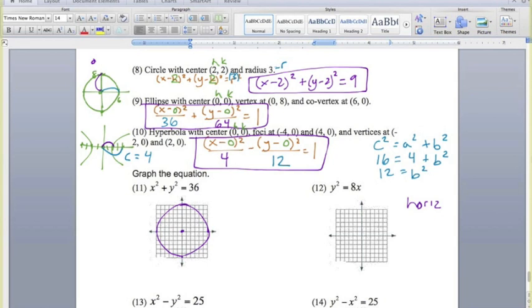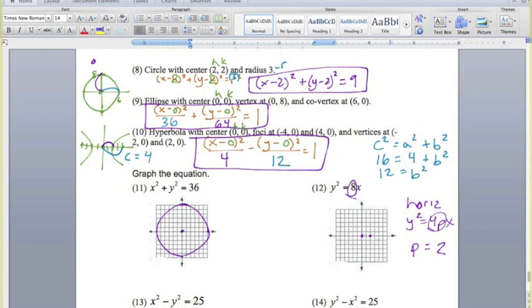Where's the vertex going to be? 0, 0, because there's nothing being added directly to the x and the y. So there's no h and k. So our vertex is at 0. And the standard form then would be y squared is equal to 4px. So what does that mean our p-value has to be here? 2. If that 4p is supposed to be equal to the 8, that means our p-value must be 2.